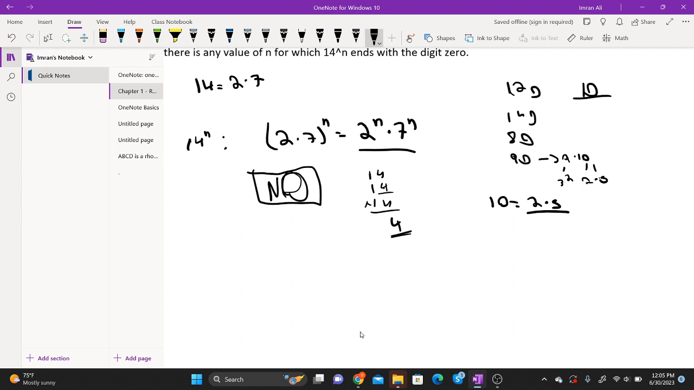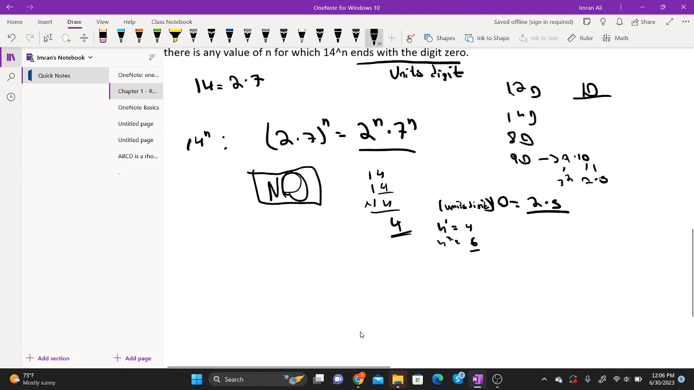And you'll notice that as you keep multiplying, there's a pattern for the units digit. For example, 4 to the 1 is 4, obviously. 4 squared is 16, so the units digit is 6. And remember, the units digit is just the last digit. Ends with the digit 0 means the units digit is 0.